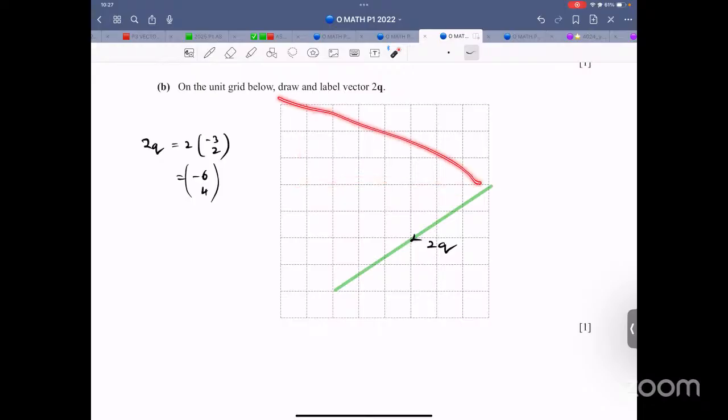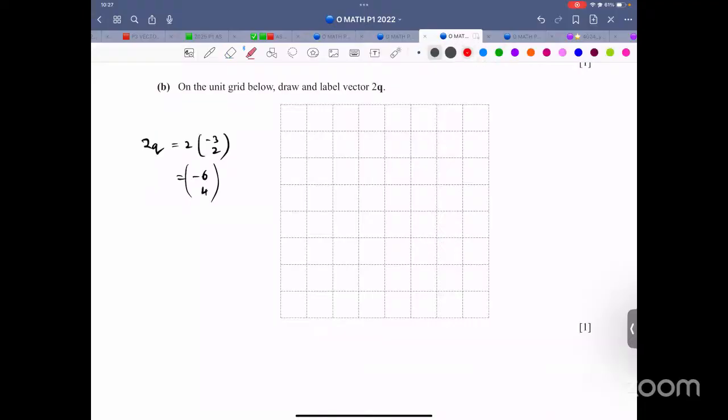So it should be like this. So now this is not drawn correctly. Let me correct myself. So therefore, first of all, let me start from here. That is 6 to the left. 1, 2, 3, 4, 5, and 6. And then 4 up. 1, 2, 3, 4. So that is the ending point. This is the starting point. And let me draw a green line like this. So I think I initially must have been explaining negative 6, negative 4, or something like this. Okay, so now this thing is done. That is 2q.